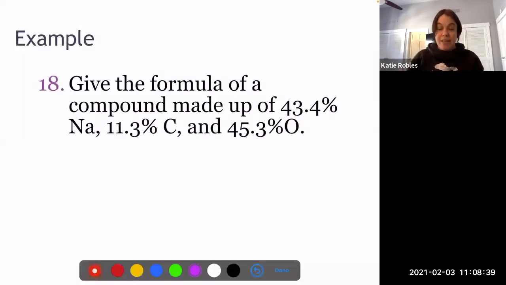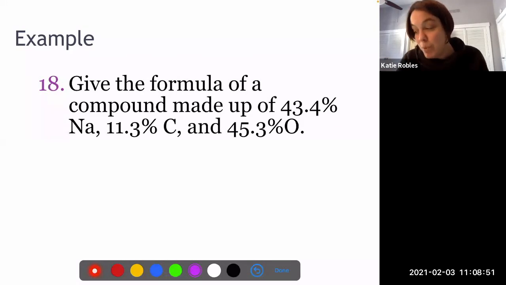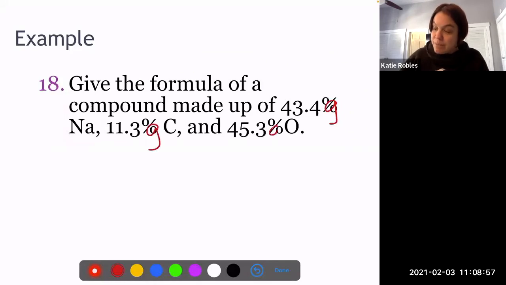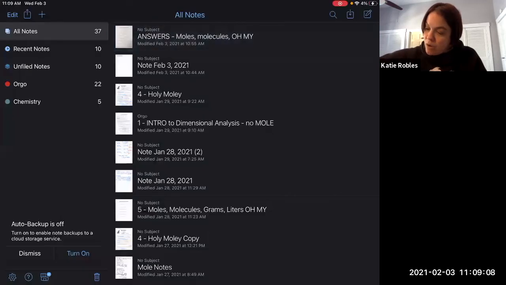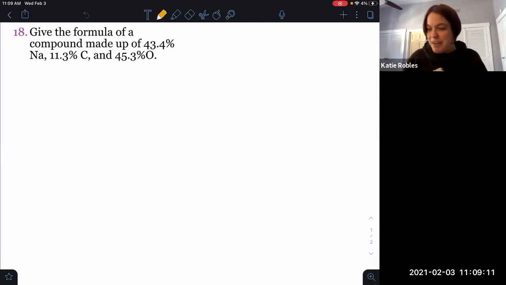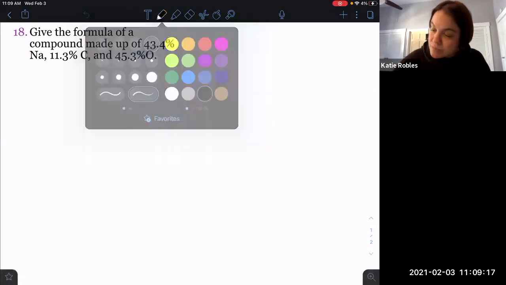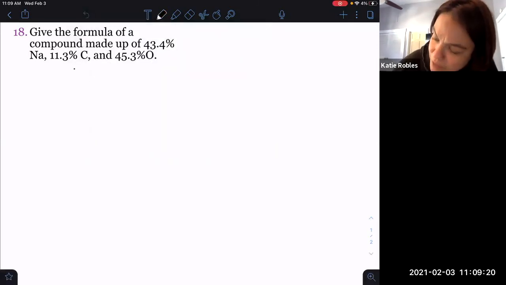So in an example like this, if I say give the formula of a compound made up of 43% sodium, 11.3% carbon, and 45.3% oxygen, I can just convert this to grams. I can pretend in my head I'm working with 100 grams of that so that I can work with moles. So here's this problem. I just want to give myself more space to write. It says, give the formula of a compound made up of that, right? So I've got to start by converting to moles first.